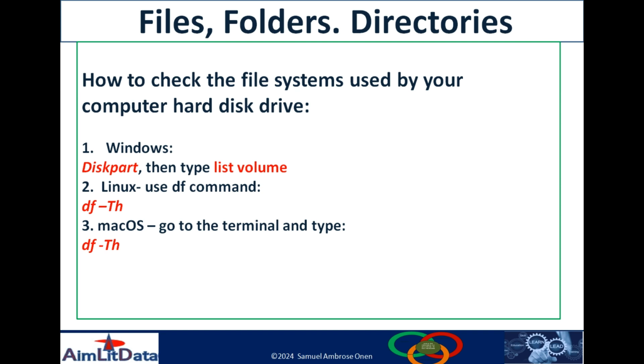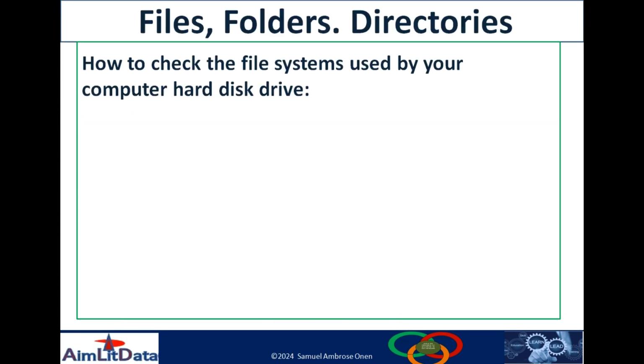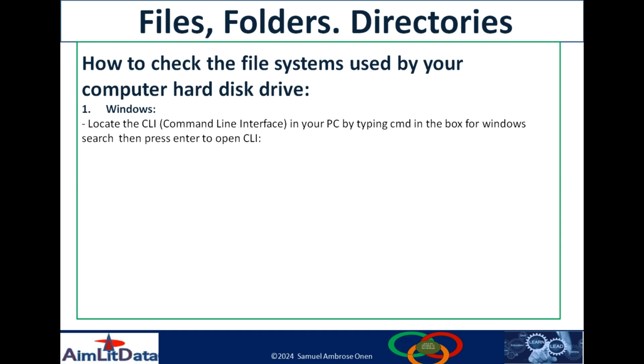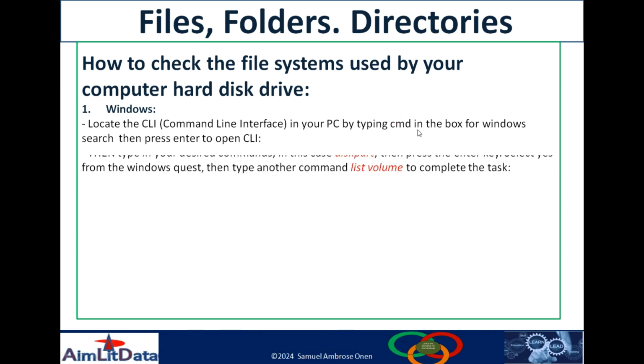So let us try to do it practically by just going into the command line. I'm going to use Windows because my system is using the Windows operating system. So now let's see how to check it practically in Windows. The first thing that you need to do in Windows is to locate your command line interface in your computer by typing cmd in your Windows search box, and then press enter to open that command line interface. Then type your desired command.